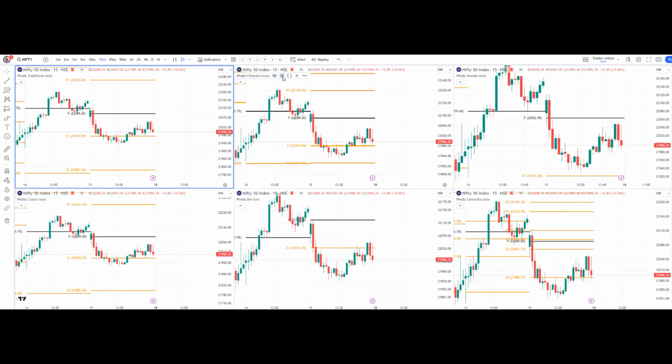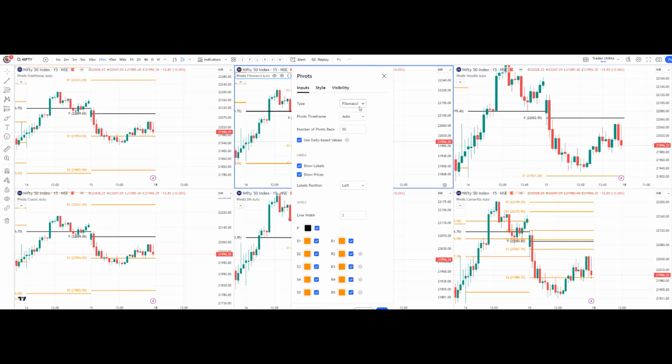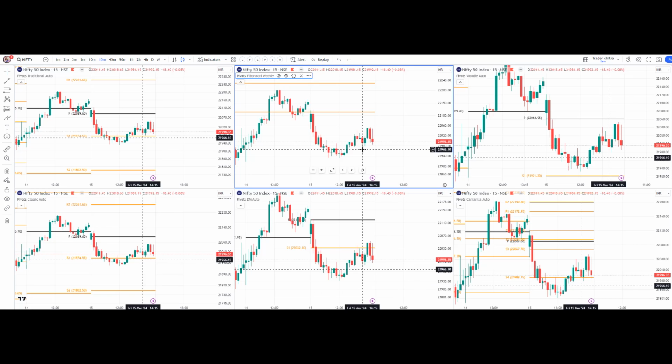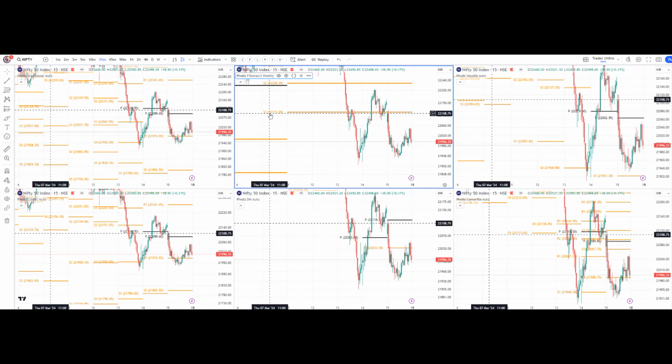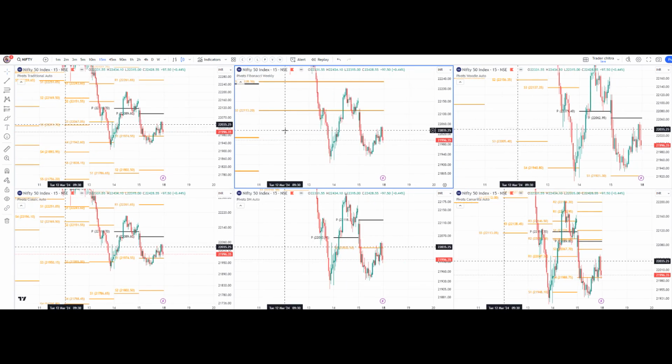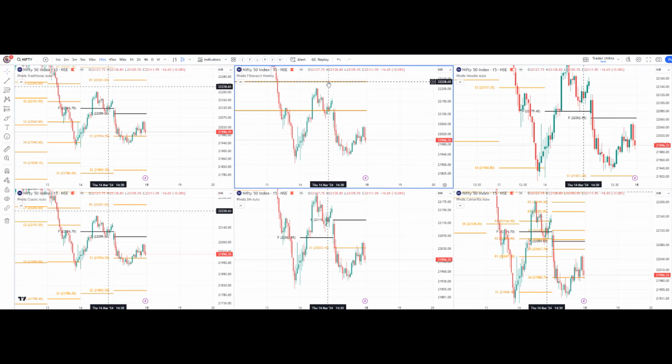Okay. So, when you click on settings, the type is Fibonacci, which I have selected. Pivot time frame is auto, which is for intraday traders. It will calculate the previous day high, low and close, and calculate the support and resistance levels. But if you are doing swing trading, you can click on weekly and click on OK. So, the levels changed here. The S3 level is 22,113. Okay. So, you can see this level here.